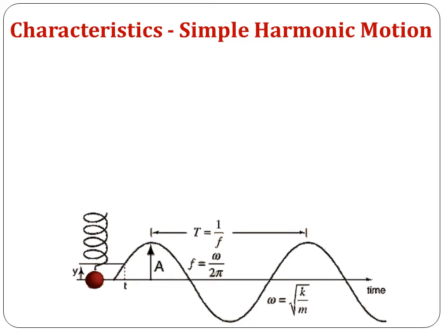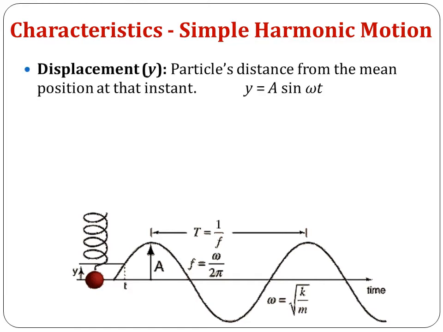There are 6 characteristics which characterize a motion to be simple harmonic. Let us look at each of them now. First is the displacement. It is the particle's distance from the mean position at that instant. It is given by y is equal to a sine omega t, where a stands for the amplitude and omega stands for the angular velocity. Y is given here in the diagram. This is small y, the displacement which the spring undergoes during its oscillatory motion.